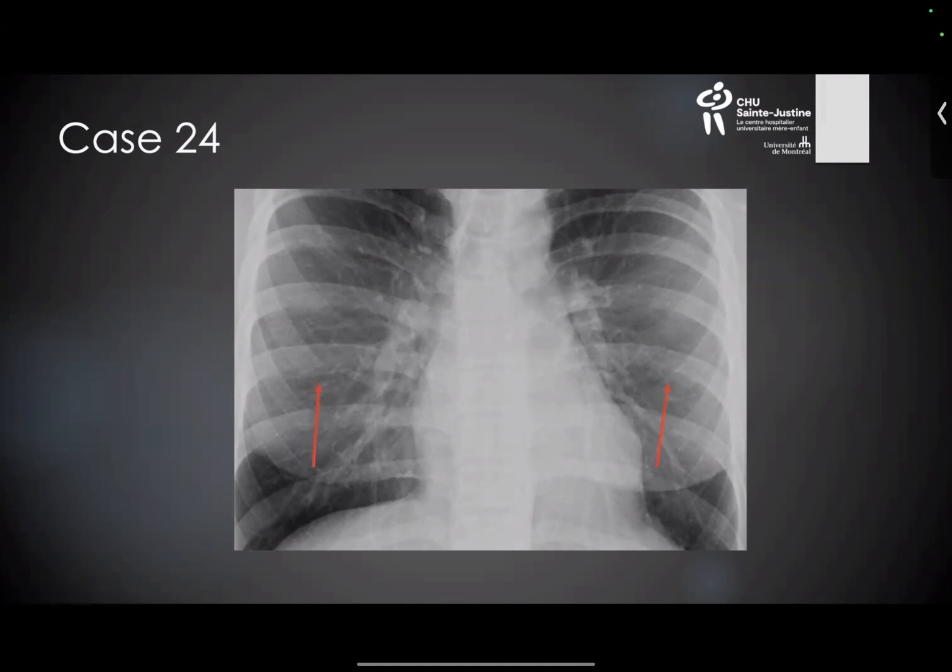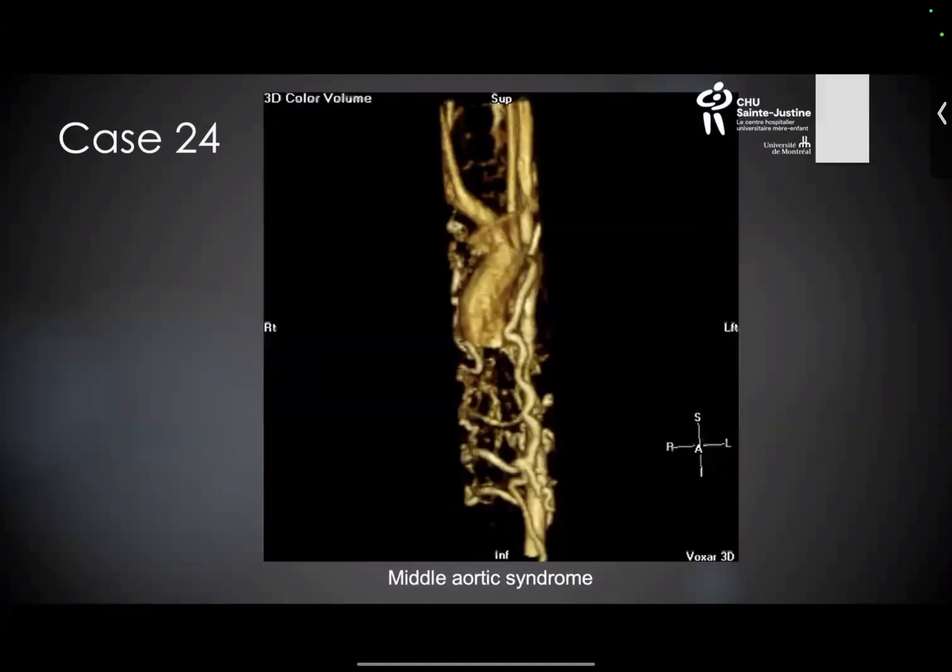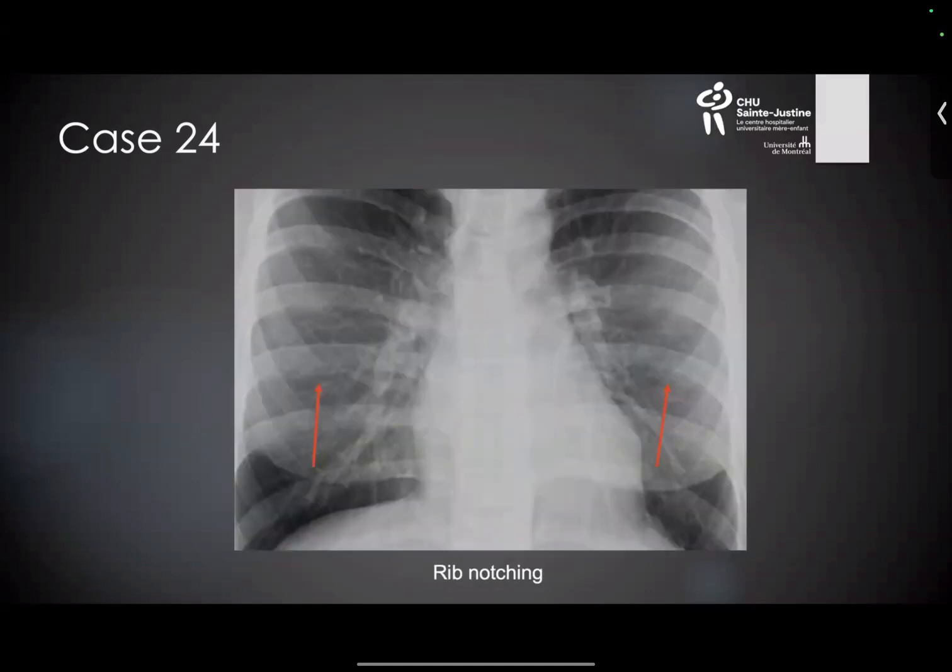In that particular case, which is a different case, we see here on the lower part of the ribs the rib notching, which is really, really rare to see. You have to have a coarctation for a long time, with so many collateral arteries, to get rib notching. Usually in little kids or babies that are diagnosed super early, you don't see that. In that particular case, it was a middle aortic syndrome from another part of the world. He was 12 years old and was basically living with almost no thoracic aorta since he was a baby, so that's why we had rib notching.